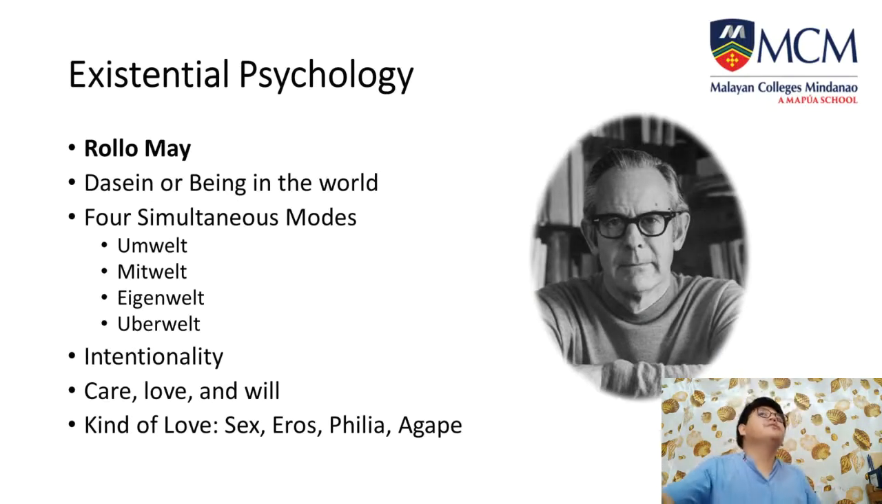Next, the existential psychology of Rollo May. It is proposed by Rollo May, and his concept of Dasein, or being in the world, and the four simultaneous modes, which are the Umwelt, Mitwelt, Eigenwelt, and Oberwelt. Also, the intentionality, the concept of care, love, and will, and the kinds of love, which are sex, eros, philia, and agape. Okay? Next, that's it for the humanistic existential theories.